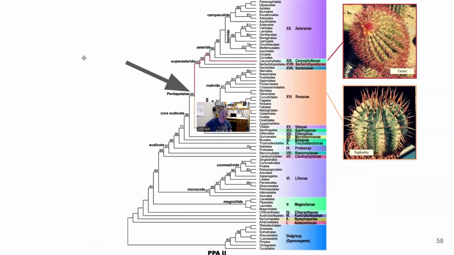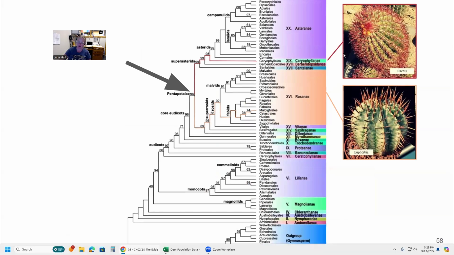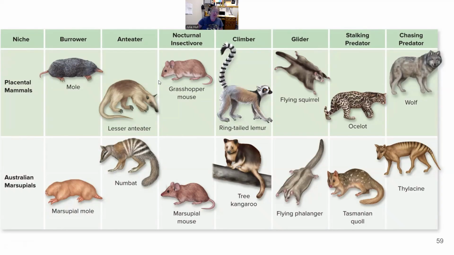Just keeping with this structure, cacti are in this clade of plants. The euphorbs are in this clade of plants right here. If we wanted to find their common ancestor, we would have to travel way, way back in evolutionary time to right around here. What did the common ancestor of these guys look like? I don't know, probably not like that. They don't share a recent common ancestor.